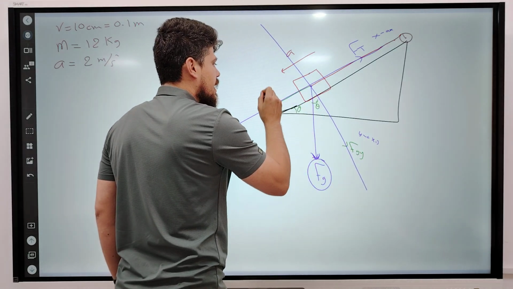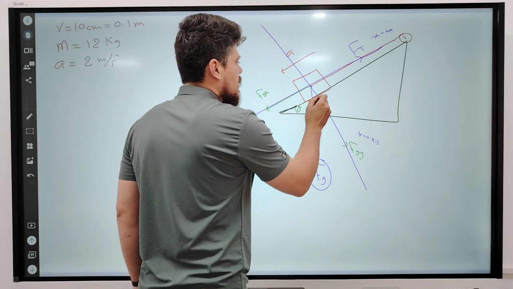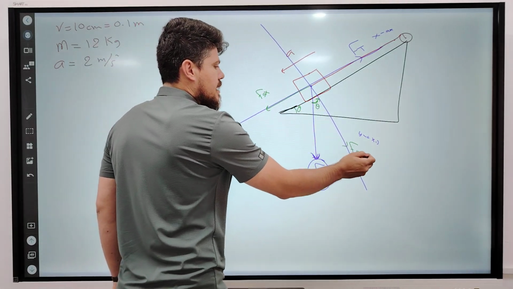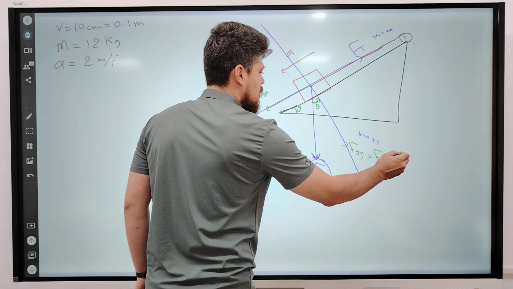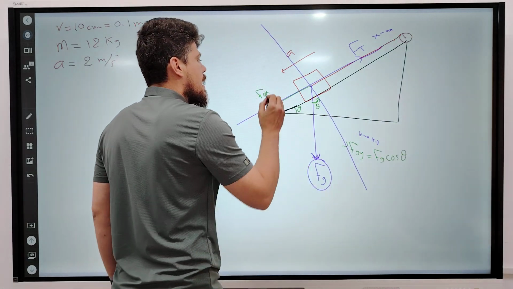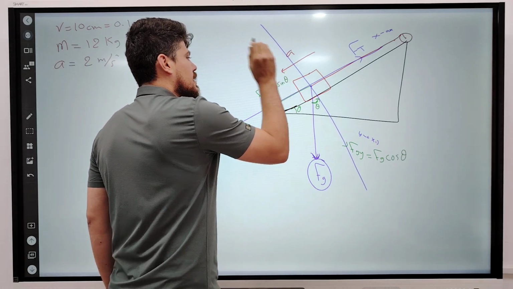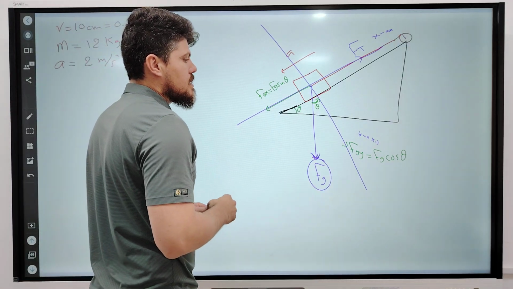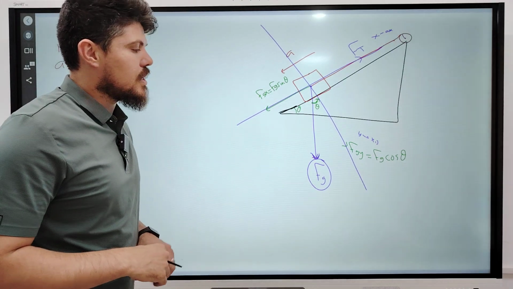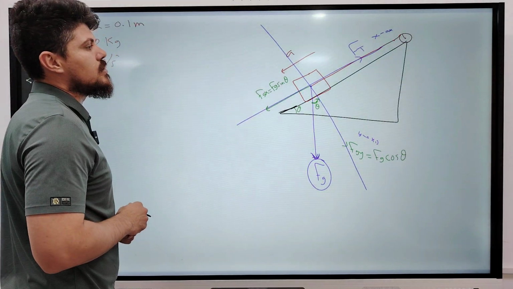FGY and FGX. According to the Pythagorean theorem, because the angle is with the y-axis, FGY is equal to FG cosine theta, and FGX is equal to FG sine theta. Cosine theta is equal to adjacent over hypotenuse, and sine theta is equal to opposite over hypotenuse.